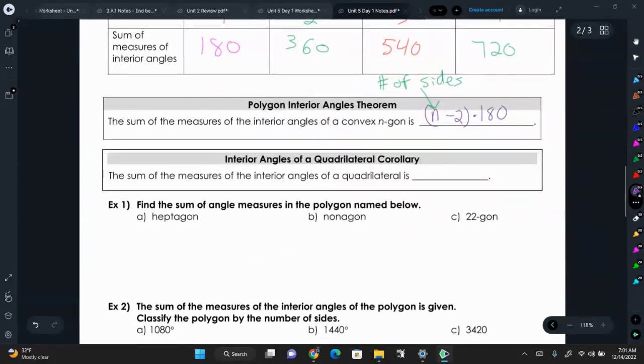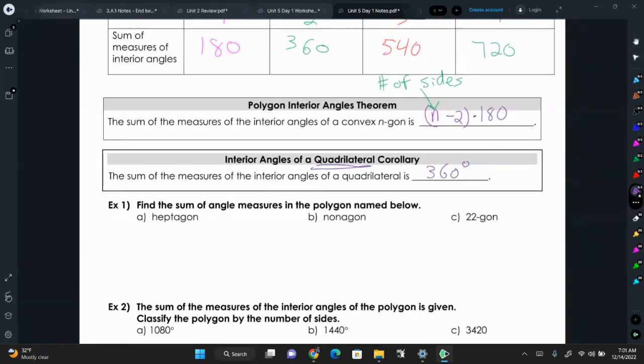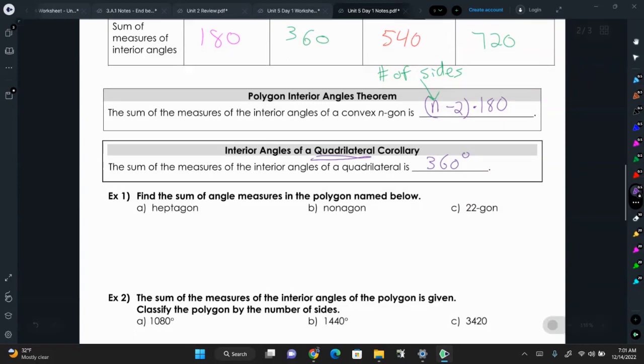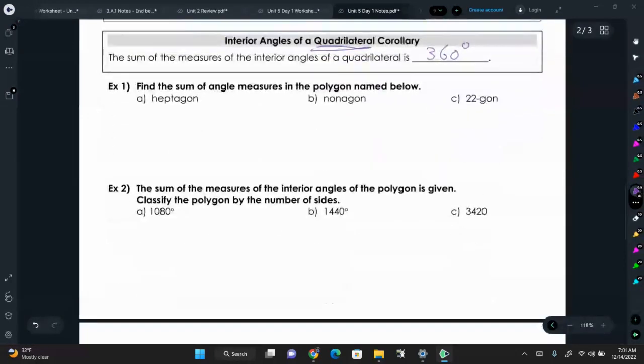Well, we can extend that to any shape, but one that you should really memorize is that a quadrilateral always adds up to 360 degrees, because later on in this unit we're going to be focusing solely on quadrilaterals, and it's good to just memorize that the angles always add up to 360 degrees in a quadrilateral. So down here we're going to find the sum of angle measures in the polygon below.